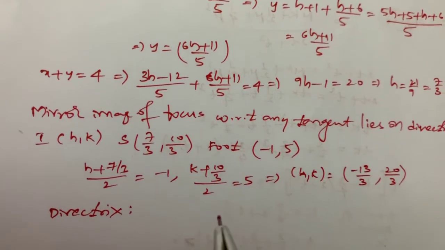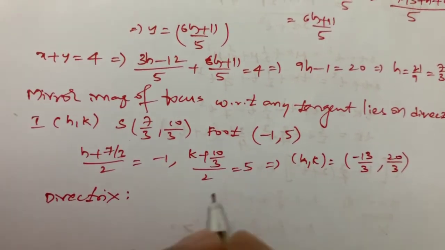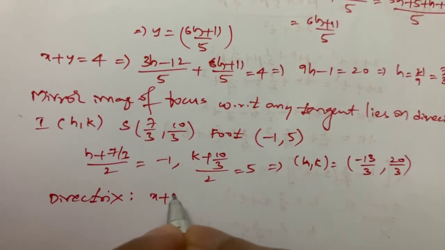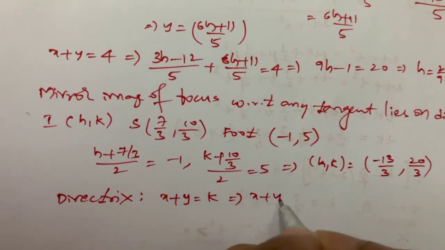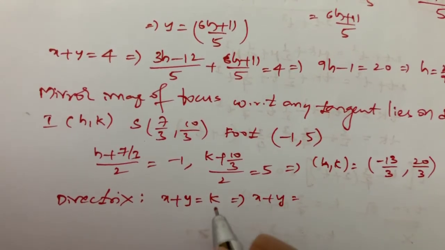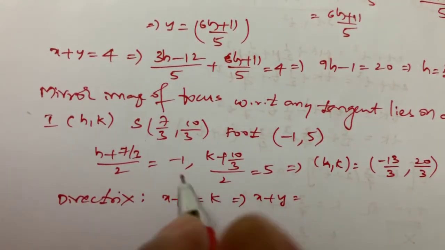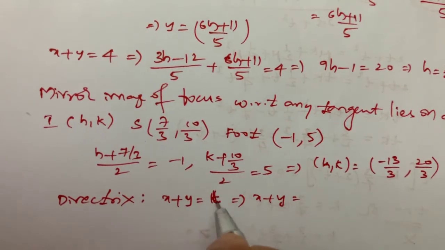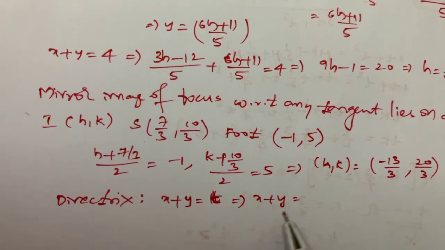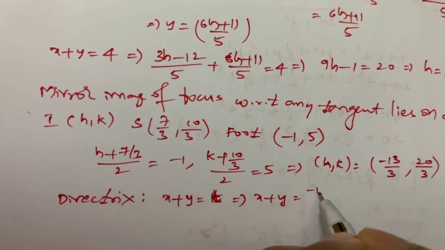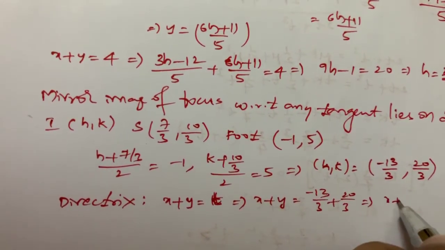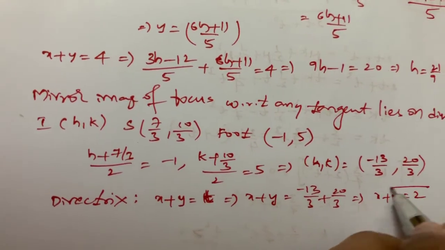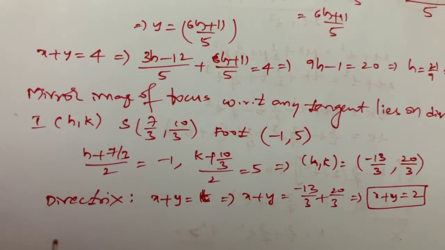So the directrix is parallel to the tangent at vertex. The tangent at vertex is x plus y equal to 4. So this is x plus y equal to k. Here also we considered k, no? So let's say I will consider it as t, x plus y equals t. To find t, it should pass through these two points. So minus 13/3 plus 20/3. So x plus y equals 2 is the equation of the directrix.